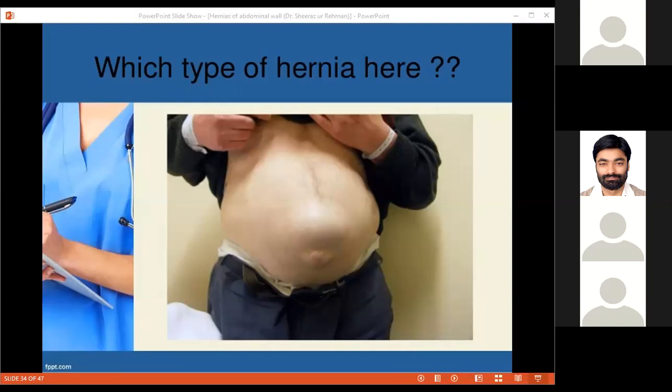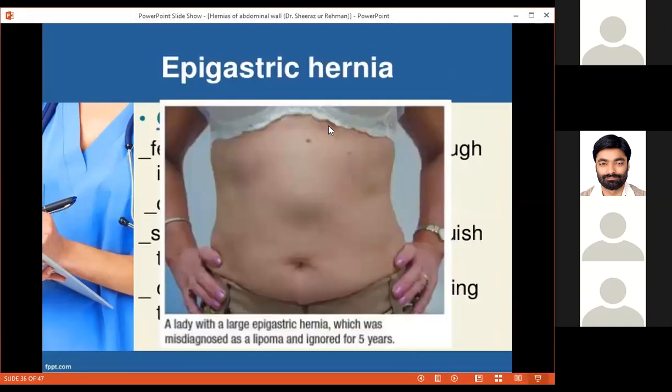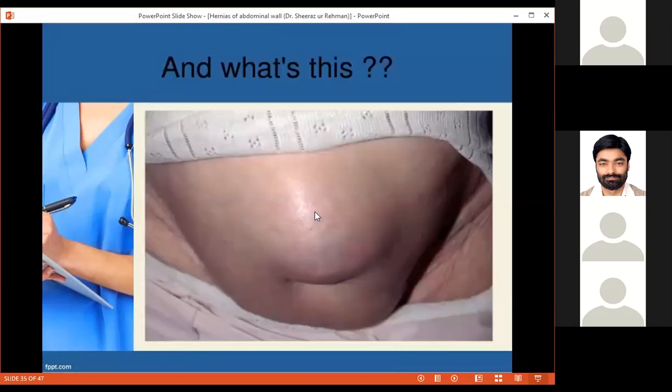Good. So it appears to be basically a supraumbilical, or what is being described as a ventral or an epigastric hernia. Now you can see very clearly in this, this lady was misdiagnosed as a lipoma for many years. The swelling site is over here. And this was another picture.